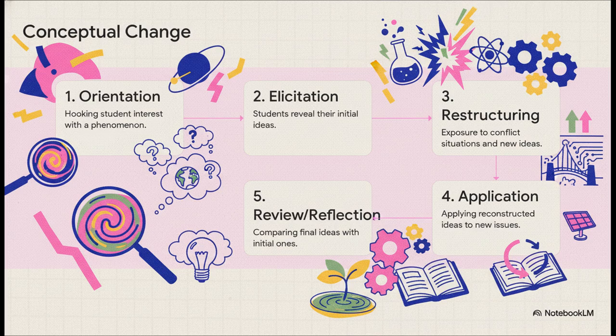After an orientation to get them interested, the teacher elicits their initial ideas, gets them out on the table. Then comes the crucial part, the restructuring phase. This is where students are intentionally exposed to conflict situations, where their own ideas are pitted against scientific facts to help them build a new, more accurate understanding.